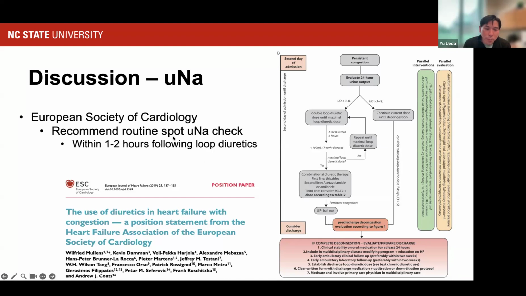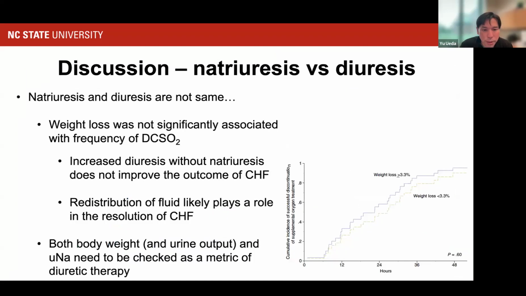And they usually recommend checking the urine spot sodium concentration within 1 to 2 hours after furosemide administration. Now also we have to keep in mind natriuresis and diuresis are different. Natriuresis, of course, is the loss of sodium into the urine. Diuresis is the loss of water into urine with an increase in urine volume output.